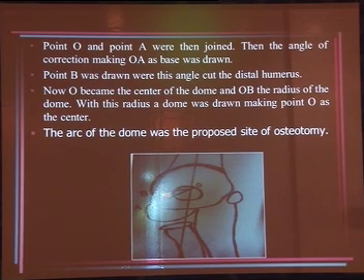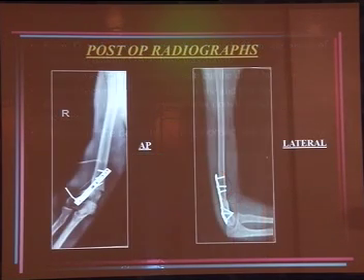Then the angle of correction, making OA as a base, was drawn. Point B was marked where this angle cut the distal humerus. Now O became the center of the dome and OB the radius of the dome. With this radius, a dome was drawn making point O the center. The arc of the dome was the proposed site of osteotomy. These are the post-op radiographs, AP and lateral.